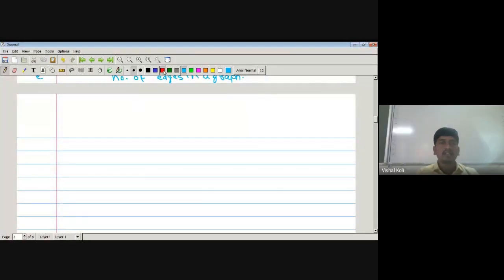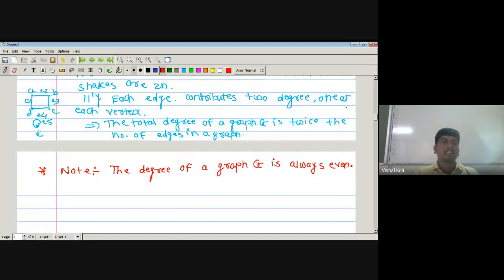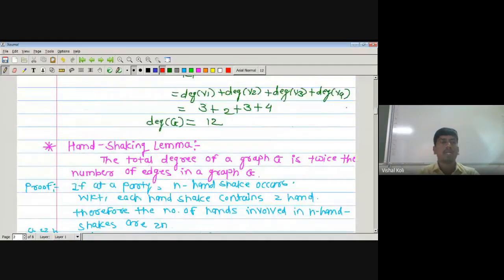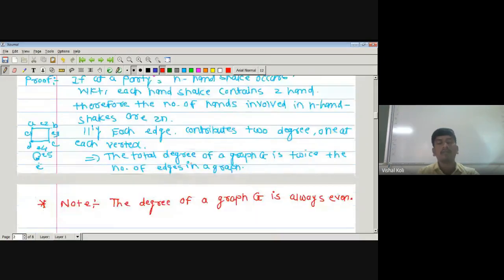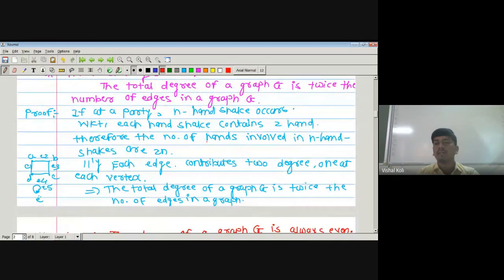From this, there is one note: the degree of a graph G is always even. As in the handshaking lemma, we have proved that the total degree of a graph G is twice the number of edges in G. That is, whatever the value of q, the number of edges, the degree is twice that number of edges.